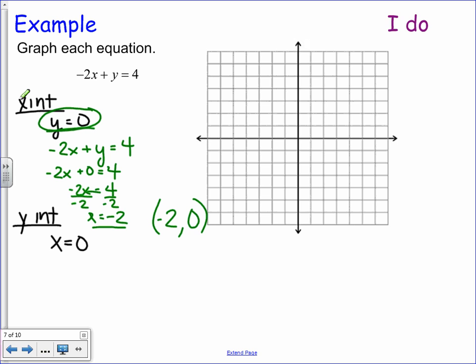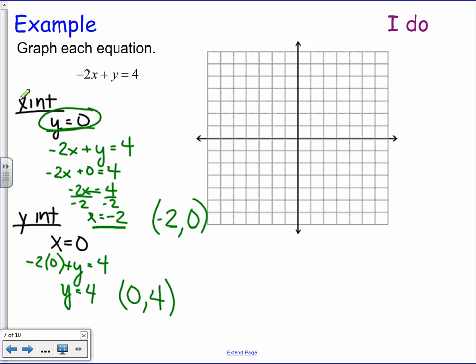All right, now we'll find the y-intercept. We're going to let x equal 0, so negative 2 times 0 plus y equals 4. Negative 2 times 0 is 0, and so y equals 4. So this point here is going to be at the point 0, 4. So now I have these 2 points. I'm going to graph. And what do you think the graph is going to look like with a linear equation? Our graph should be a line.